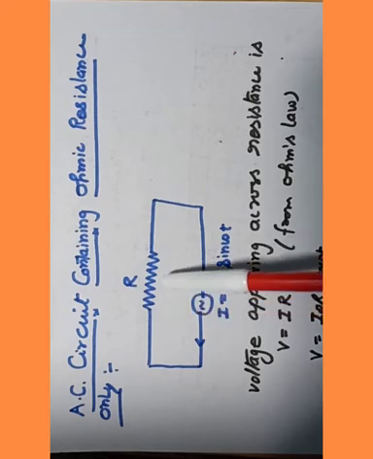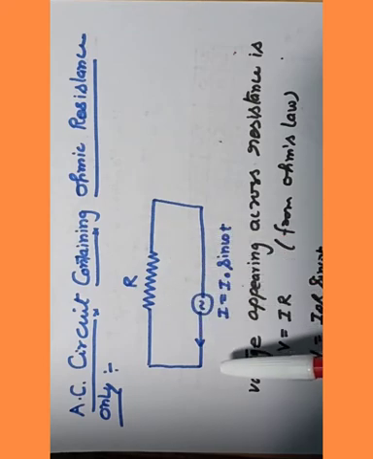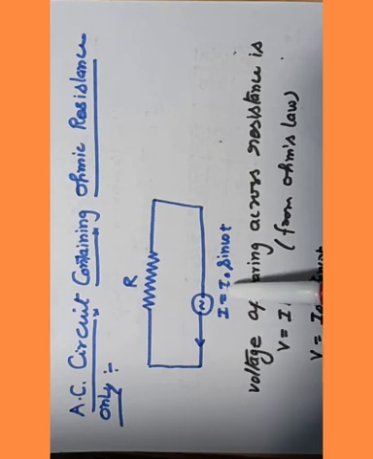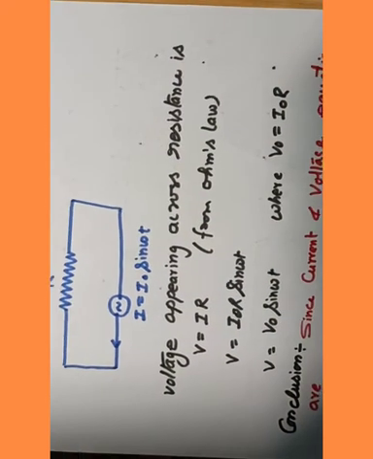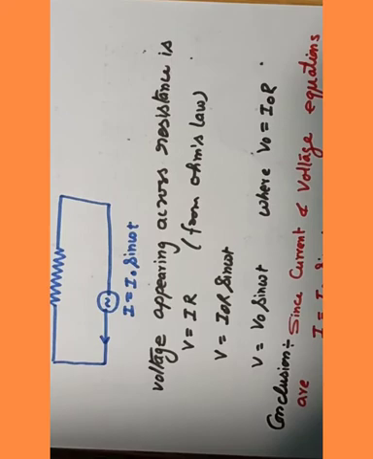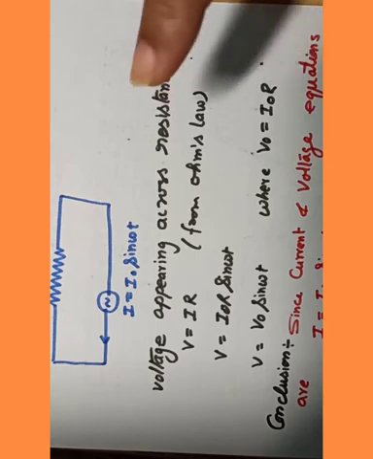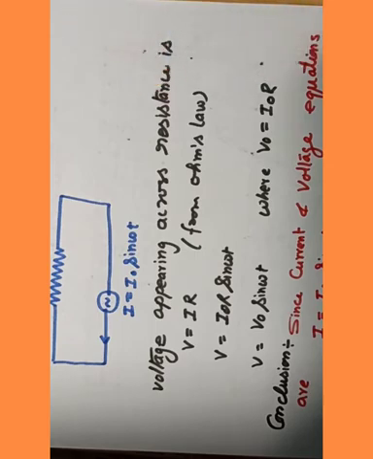an ohmic resistance is connected with an AC source, and the AC source has current I equal to I naught sine omega t. Therefore, voltage appearing across the ohmic resistance will be V equal to IR. This is from Ohm's law. And since I equal to I naught sine omega t, it will become V equal to I naught R sine omega t. We can place the value of I.